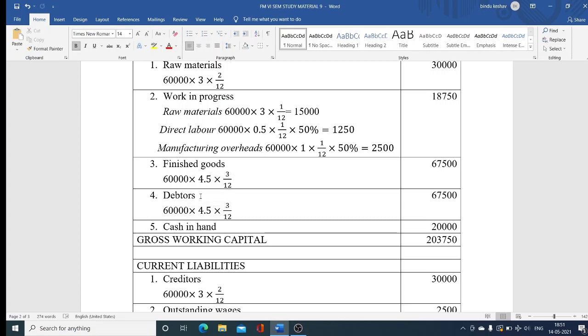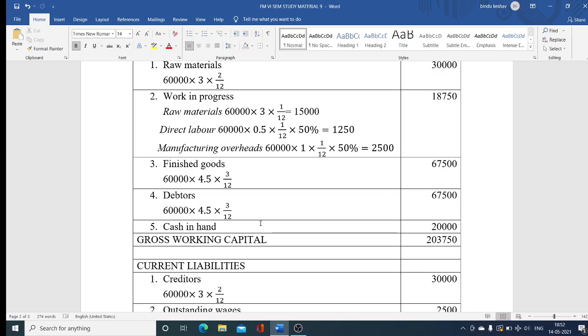Similarly, we have debtors. Debtors, again we are going to take only the total cost, not the selling price. Selling price is rupees 5. The total cost is 4.5. So 60,000 into 4.5, and the credit allowed to customers is 3 months, 3 divided by 12, 67,500.